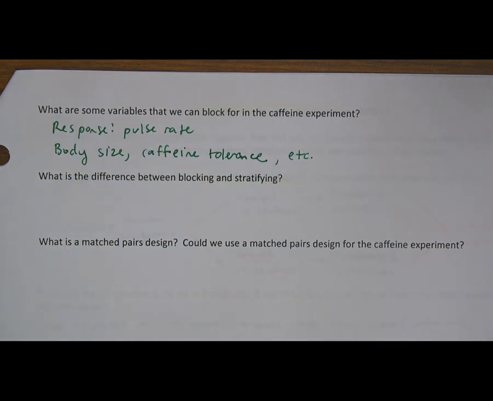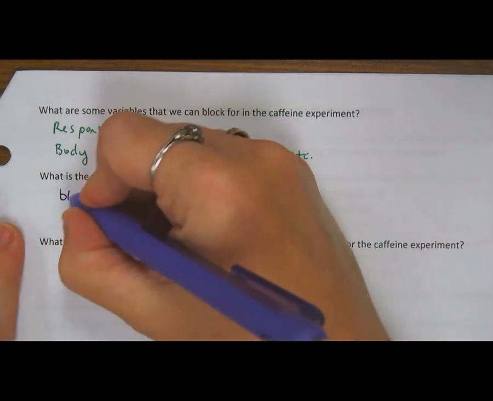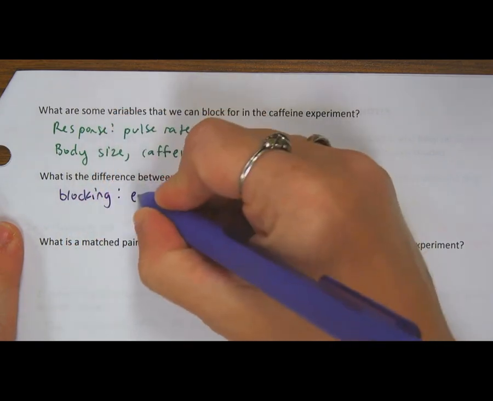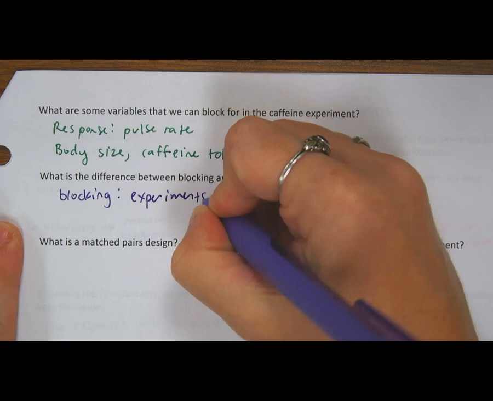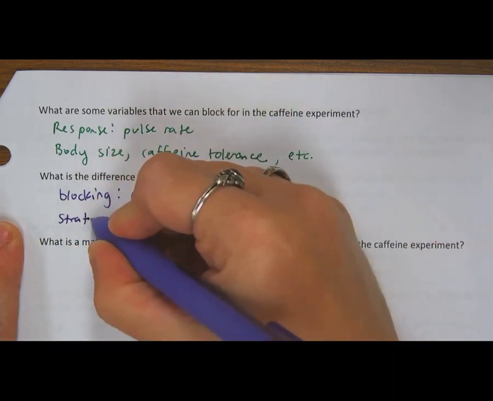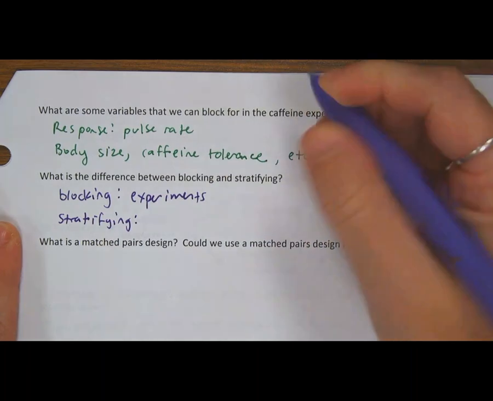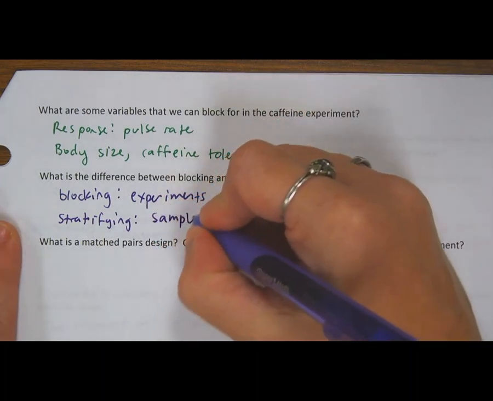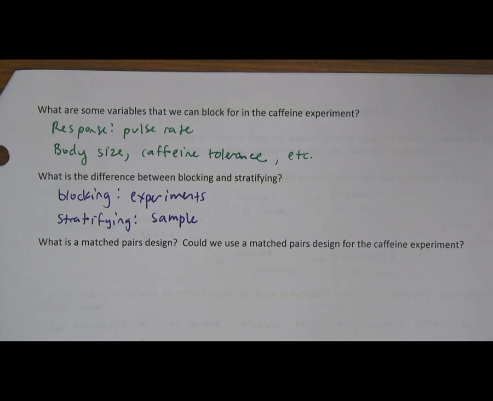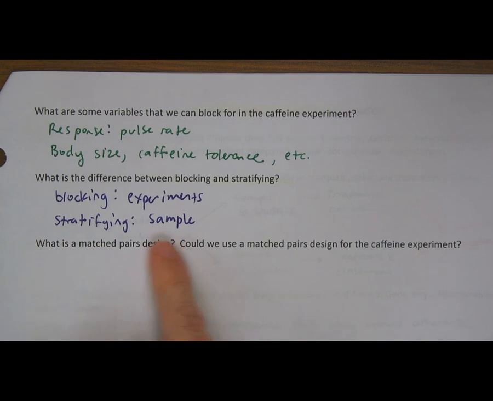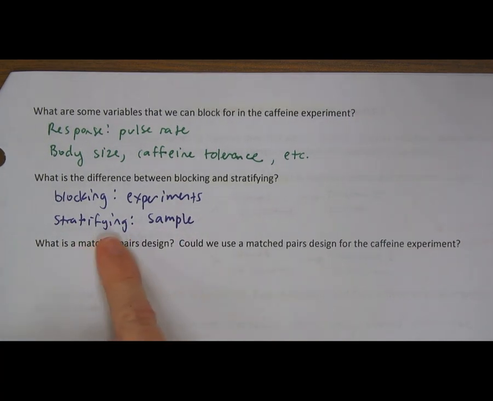What's the difference between blocking and stratifying? Blocking is for experiments. The concept of stratifying is when we're talking about getting a sample, how we pull our sample. A lot of times in experiments, we're just relying on volunteers, because I can't just call somebody up and say, hey, you were on my list, I need you to come in and take this pill, and I need to see if it affects your blood pressure. So stratifying is more for observational studies, surveys, and that sort of thing.